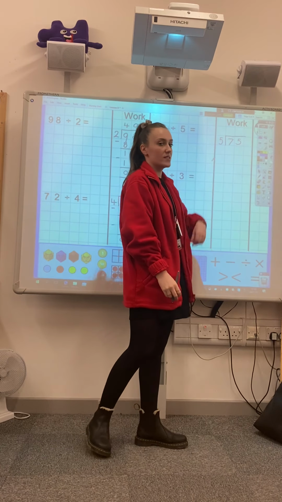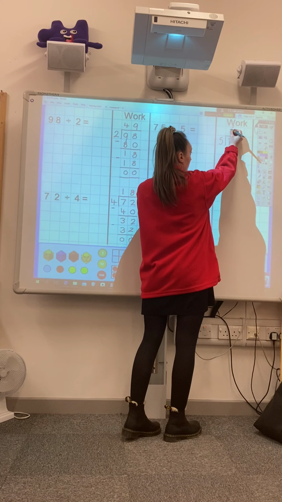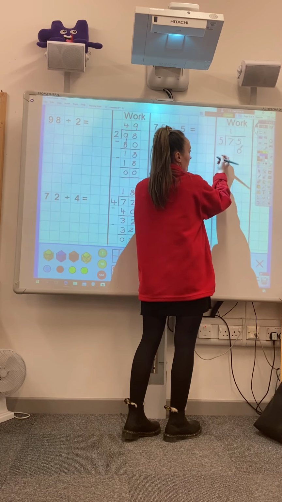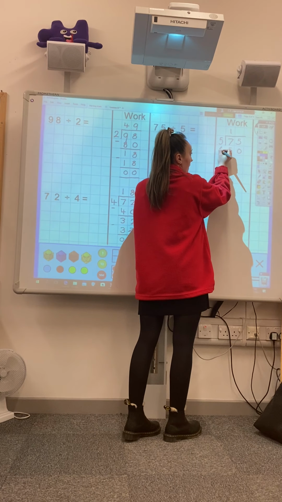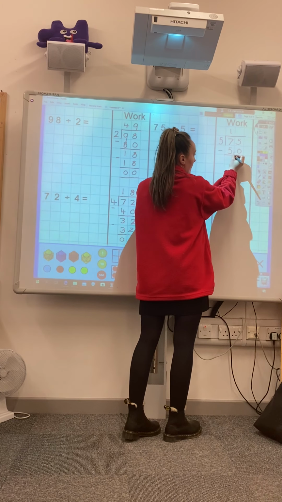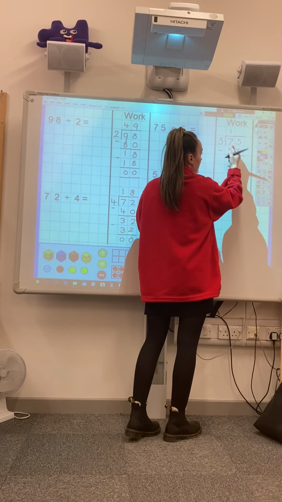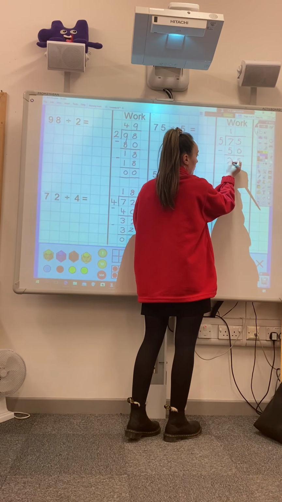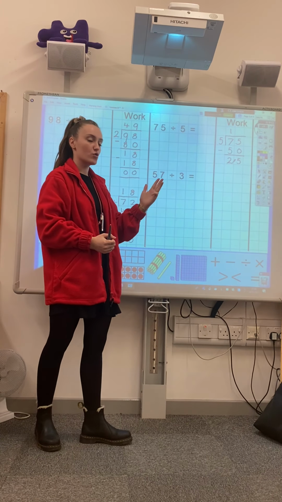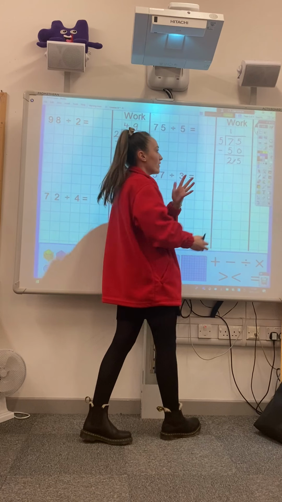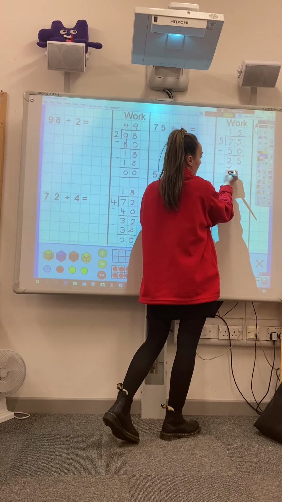How many 5's go into 7? 5, 10. 10's too many, so we've only got 1 5. 0 in my 10's column, times 5 and 1 together. 5 times 1 is 5, and take those away. Now I've got 5 take away 0 is 5, 7 take away 5 is 2. How many 5's into 25? 5, 10, 15, 20, 25. 5 5's make 25. And then let's see if we have any remainders.